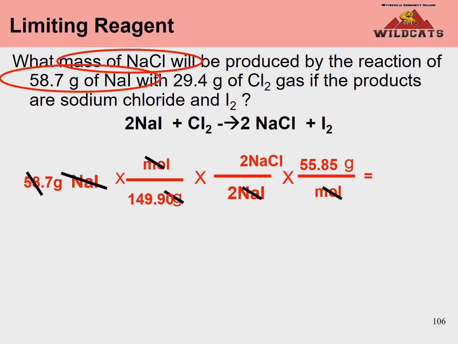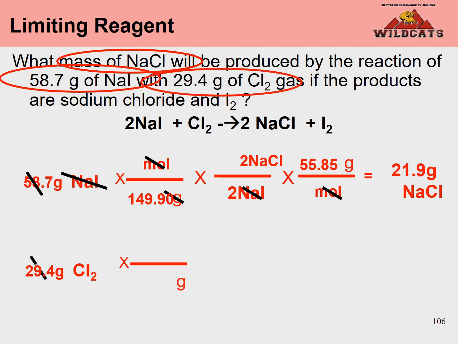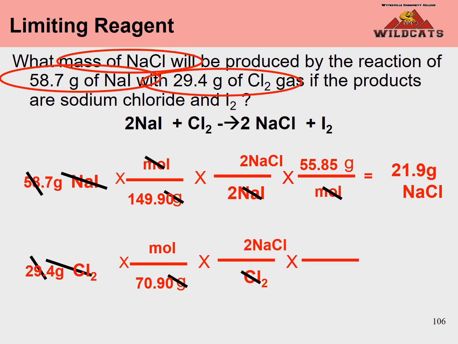So now what I'm going to do is the exact same thing, but I'm going to start with the 29.4 grams of chlorine. So if you'll notice, I've put the grams on the bottom, moles on the top. Mass of 2 chlorines is 70.90. Multiplication sign, division bar. I'm going to put the chlorine on the bottom, 2 NaCl on the top. Get rid of the moles.